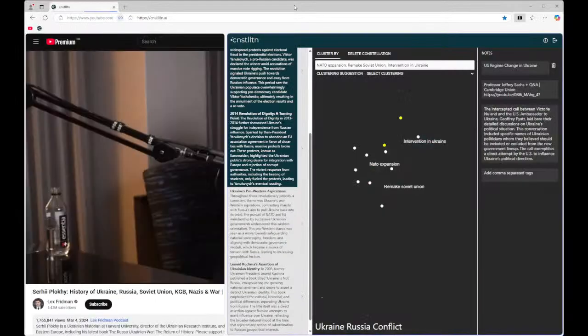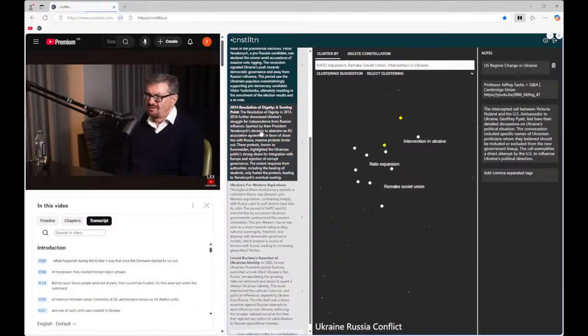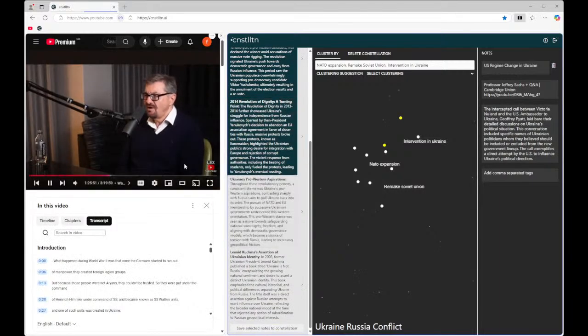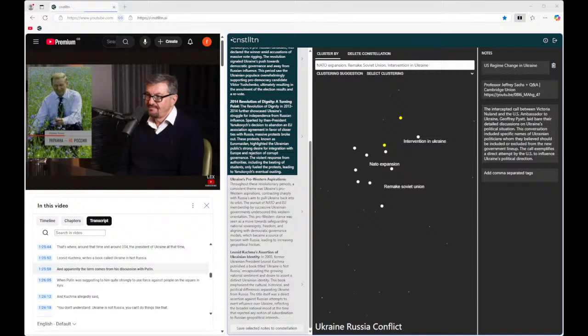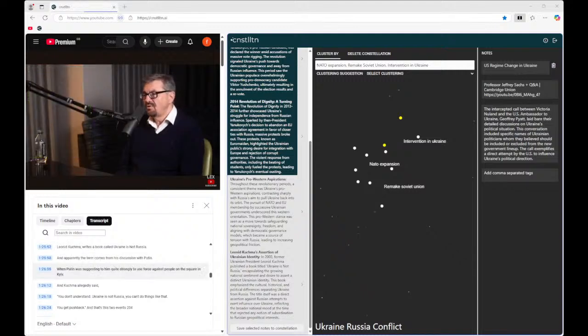Around that time, and around 2004, the president of Ukraine at that time, Leonid Kuchma, writes a book called Ukraine Is Not Russia. And apparently the term comes from his discussion with Putin, when Putin was suggesting to him quite strongly to use force against people on the Maidan, on the square in Kiev.